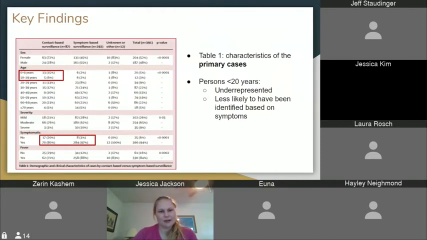Also, on these cases here, you can see that with the symptom-based surveillance, the patients that were screened based on the symptoms appeared to be getting sicker than the ones who were found based off of contact surveillance. Jess, I see Yumin has her hand up. Would you take another question?